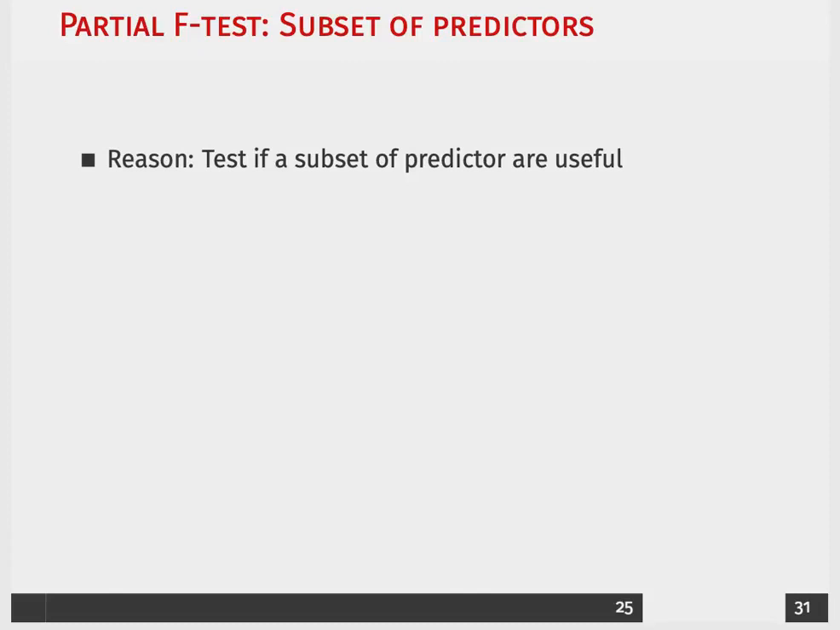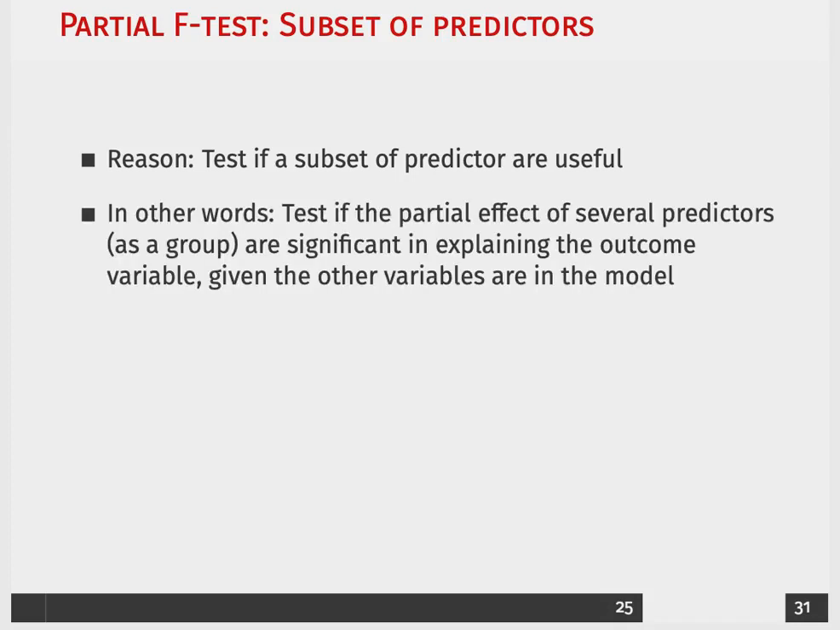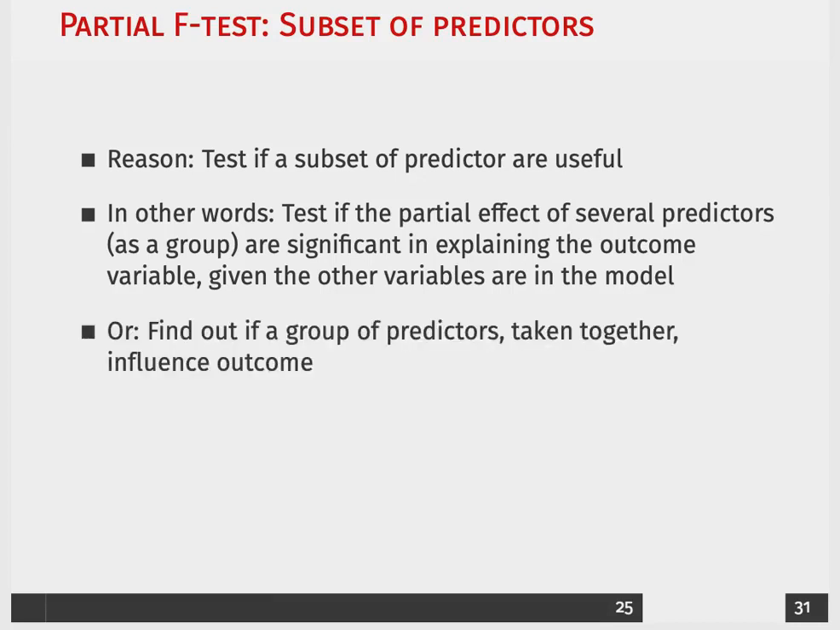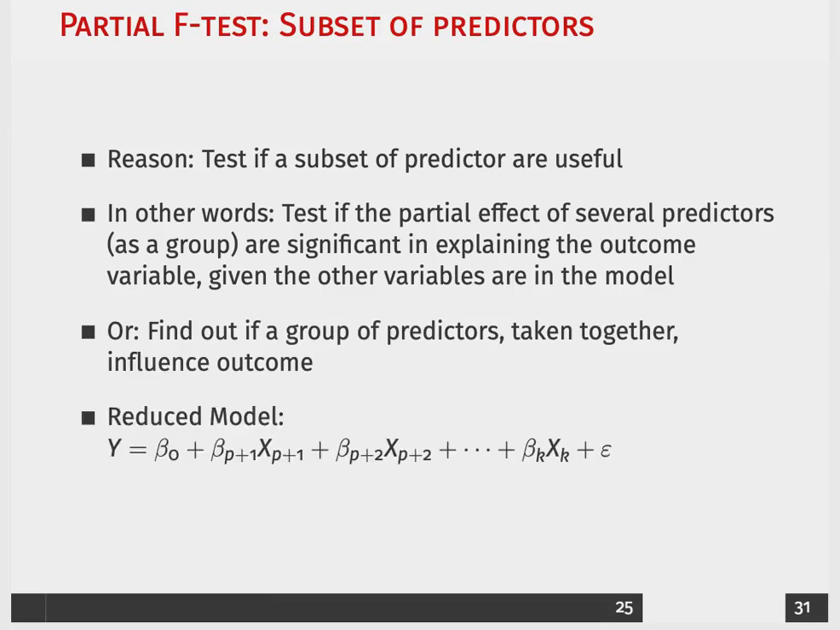The last type of hypothesis test that we're going to go over is if we're only interested in whether a subset of predictors are useful. So this is a partial F-test. In other words, we might be interested in whether the partial effect of several predictors as a group is significant in explaining the outcome, given the other variables in the model. So we won't include those other variables as differences between the reduced and the full model. Essentially, we want to find out if a group of predictors taken together influence the outcome.